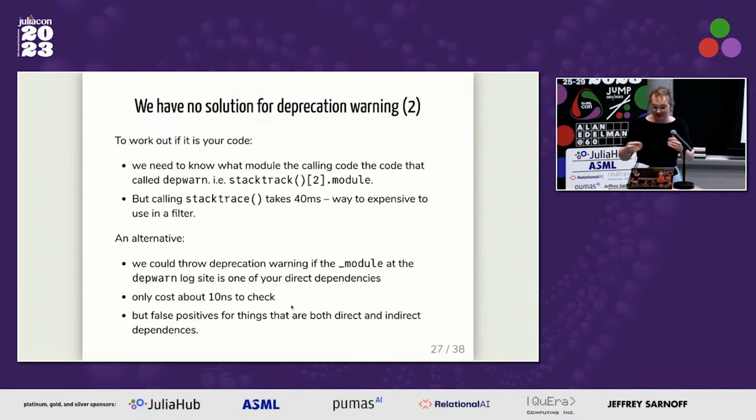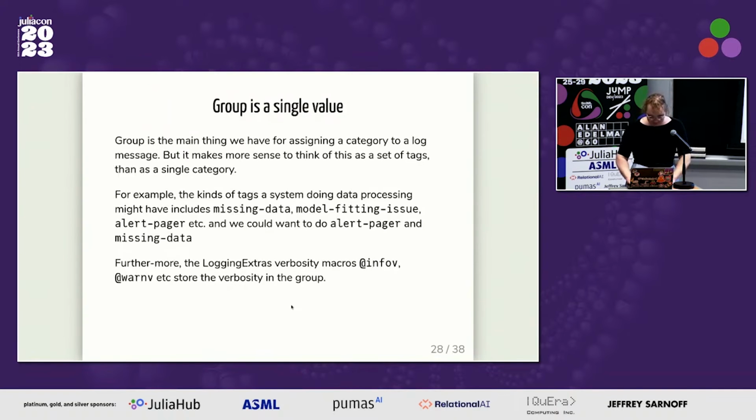So this could be like a good compromise to allow us to bring back deprecation warnings on by default that aren't completely gone. Or maybe someone has some brilliant idea that I haven't thought of that will let us have deprecation warnings back at no cost. Yeah, please come talk to me if you do. We can work on it tomorrow.